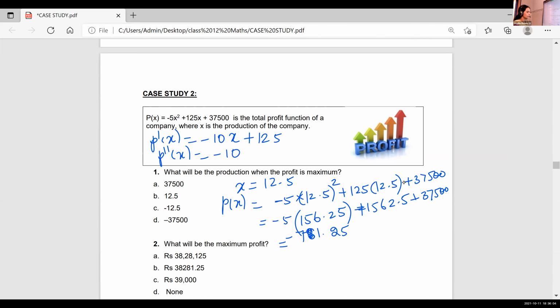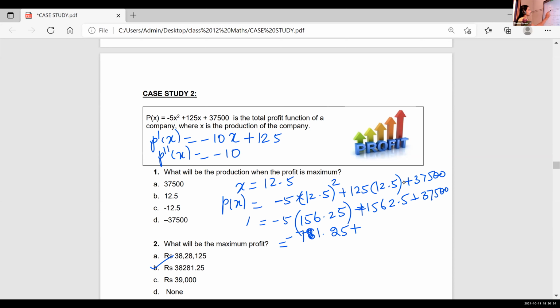Is it correct? Is it correct, Karthik? Ma'am, I got 38281.25. 3, 8, 2, 8281.25. Yes, that is the answer. Simplify and try to get the next one.